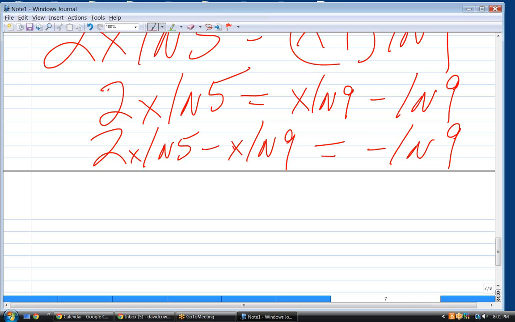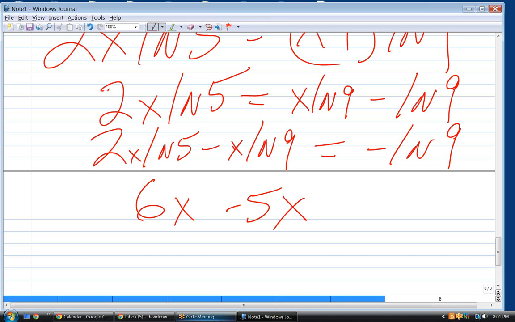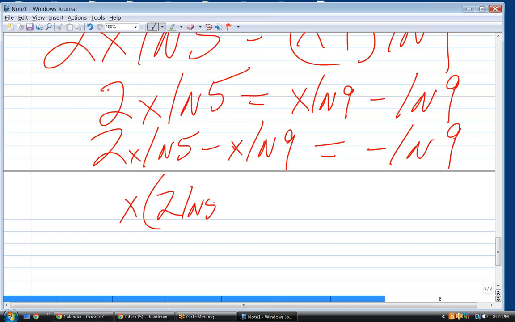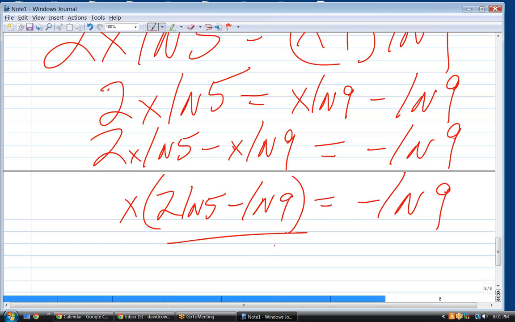Factor out an x. In other words, this isn't quite 6x minus 5x, but it is, really. I mean, I don't know what this number is or what this number is. I could put in those numbers and then do it, but then I wouldn't have an exact answer. I would have an approximate answer. But if I factor out the x, notice what I have left. With me? That's just a number.